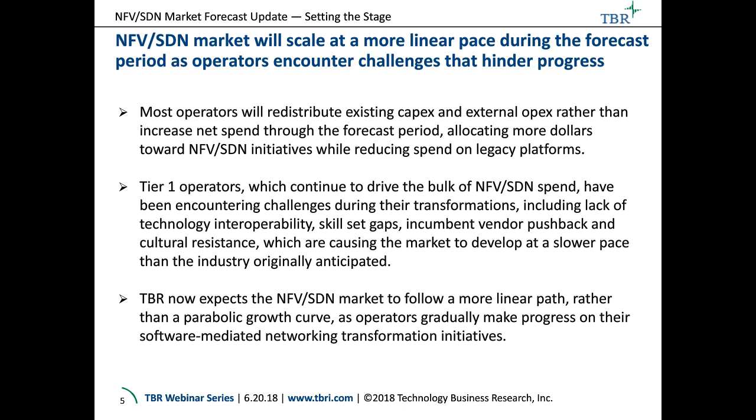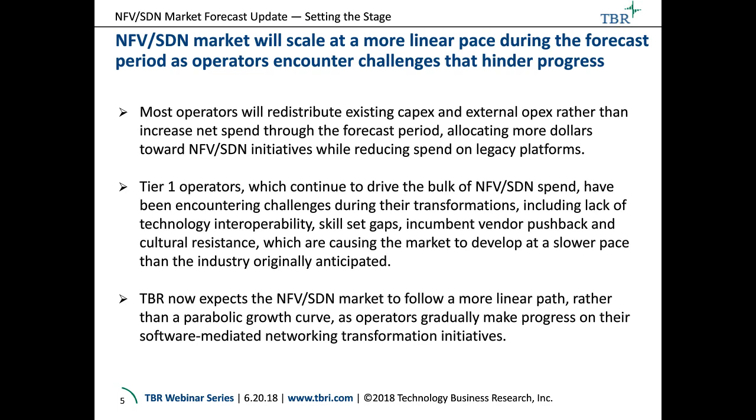And also cultural resistance within the telcos is stalling some of these implementations and how fast they're able to move here. So you've got the technology challenges, you've got the people-oriented challenges, and you have the vendor challenges, whereby they are resisting this change because it's disrupting their own business models. So net-net, this is slowing the pace of how fast we expect the market to develop.